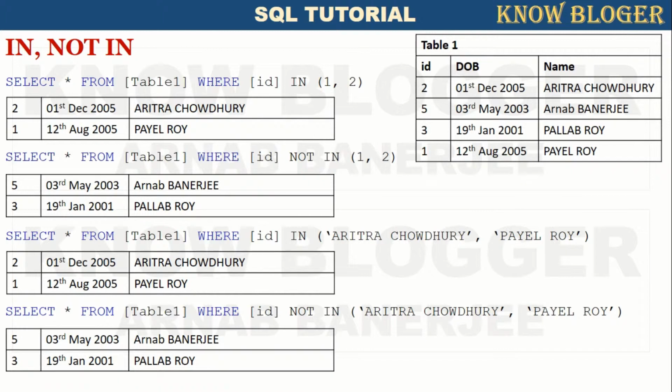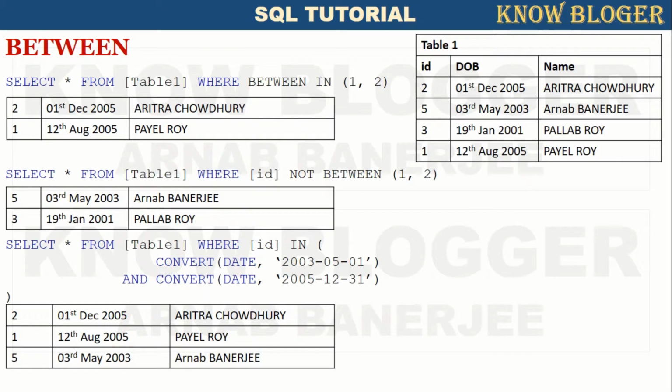And we can use another column value like name, the string value, available in the table 1 column. So the in operator will work for integer arrays and string arrays. Okay, so this is the functionality of in and not in operator.